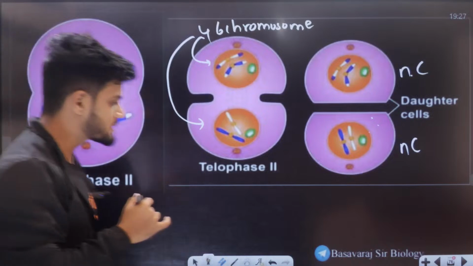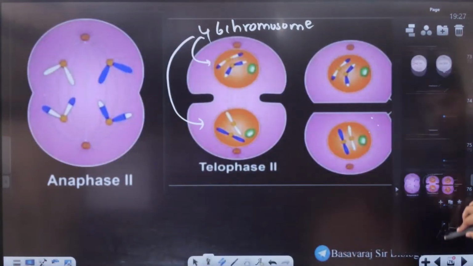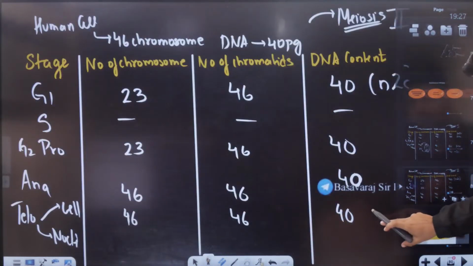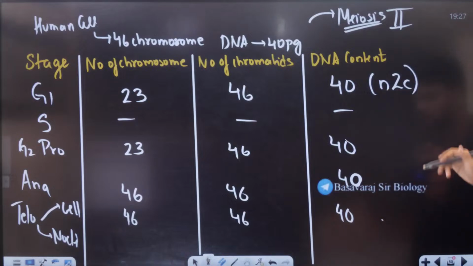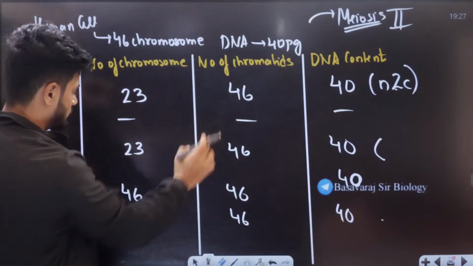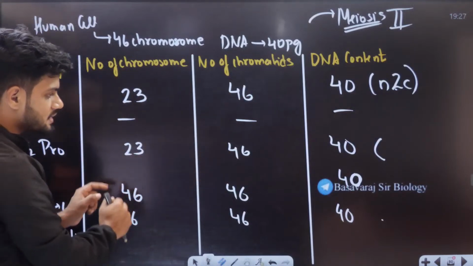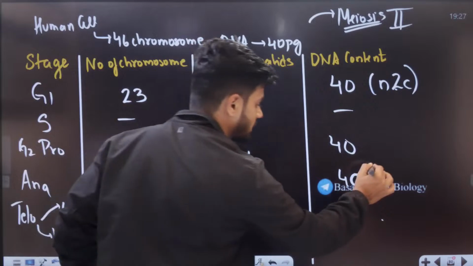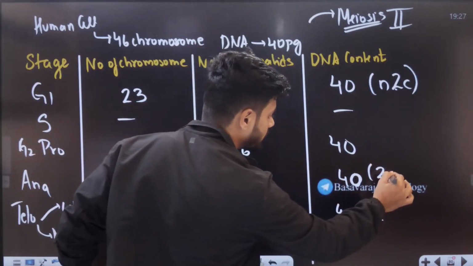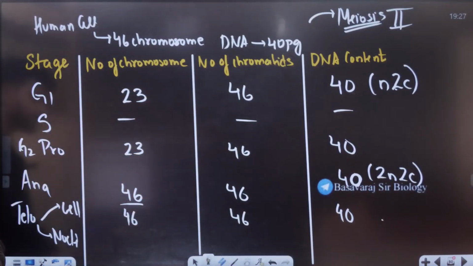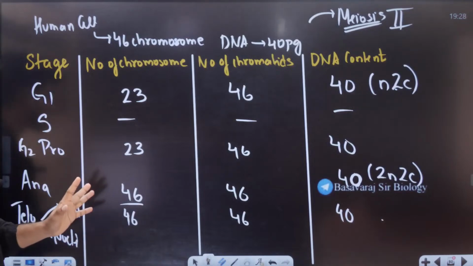And this right here was n 2C. But as soon as we come to anaphase, what happens, students? As we come to anaphase, 23 became 46. So at anaphase, temporarily we have 46 chromosomes. So here at anaphase it is 2n 2C, because it is n here, it becomes 2n here.